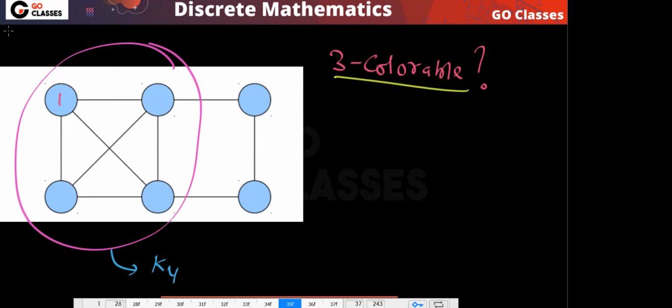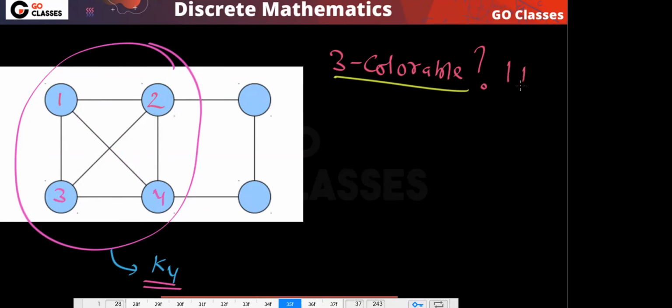Because they are adjacent, I cannot reuse this color. So here I have to give color number 2. I cannot reuse this color number 2 in this area because this is a complete graph on 4 vertices. Every 2 vertices are adjacent. I cannot reuse because you can notice they are adjacent. So I have to give different colors to every vertex. So minimum 4 colors I need.